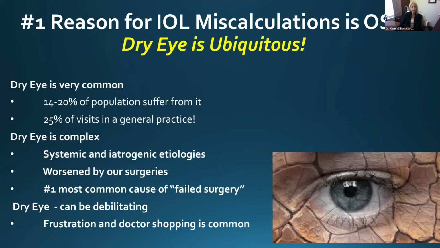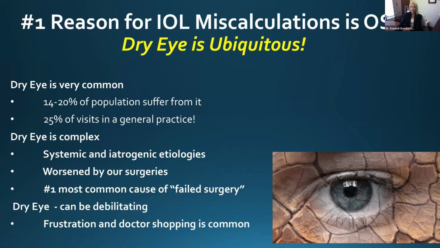As I mentioned before, the #1 reason for IOL miscalculations is ocular surface disease. And dry eye is really everywhere. It's one of the most common things that we see in our general practice, but sometimes when we're completely focused on the cataract, we might overlook some of these other things that are going on in our patients. So this can be a debilitating condition for many patients, and it can really affect our outcomes.